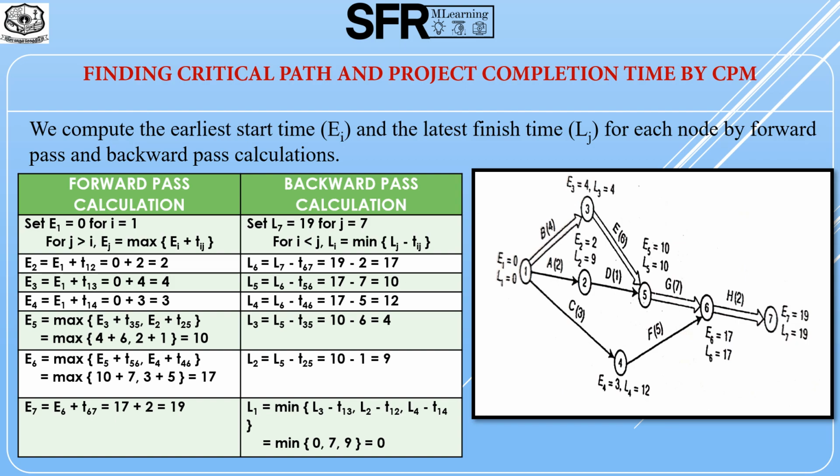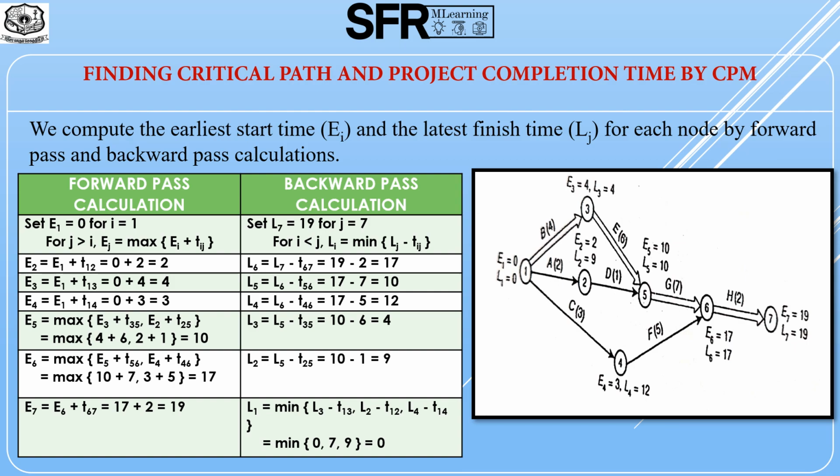Now we enter into the main task. Here we use the CPM algorithm for forward pass and backward pass to compute the earliest start time EI and the latest finish time LJ for each node. Here there are 7 nodes, so we have to find 7 values in each category. First we find EI. Start with node 1.